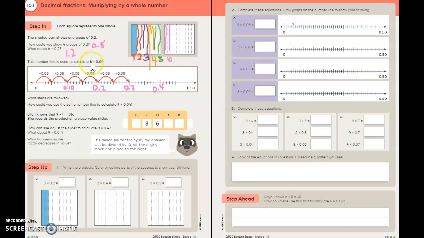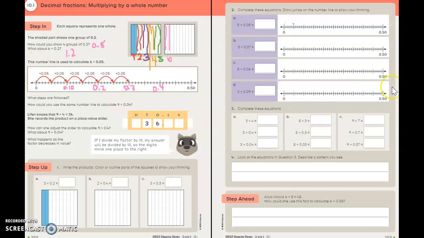To represent 6 times 5/100ths, they moved 5 notches over 6 times. 1, 2, 3, 4, 5, 1, 2, 3, 4, 5, and so forth, to get the answer of 0 and 3/10. Then it says, how could you use the same number line to calculate 9 times 4/100ths? It's very similar to the first problem, 6 times 5/100ths, except now it's 9 times 4/100ths. So I know I'm going to be jumping 4/100ths 9 times.